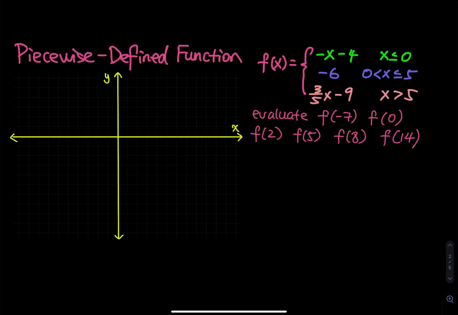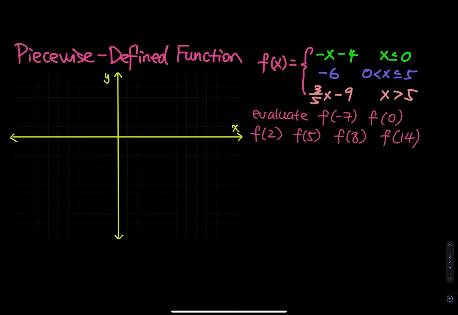This is an example of a piecewise defined function. Usually we would just call this a piecewise function. So piecewise function, we have the name of the function f of x. f of x is equal to multiple pieces. So in this function, we have 3 pieces, and then each piece has its own domain.